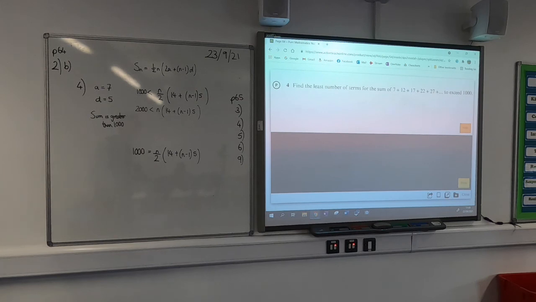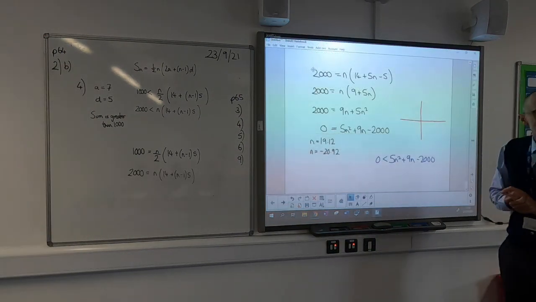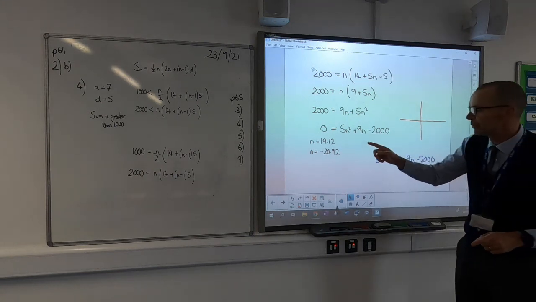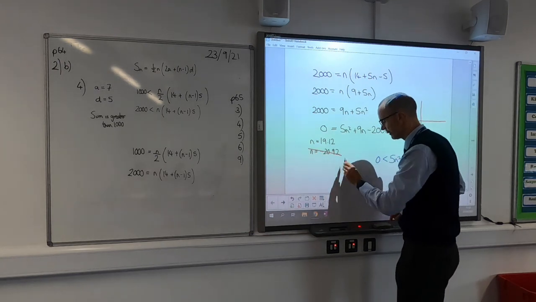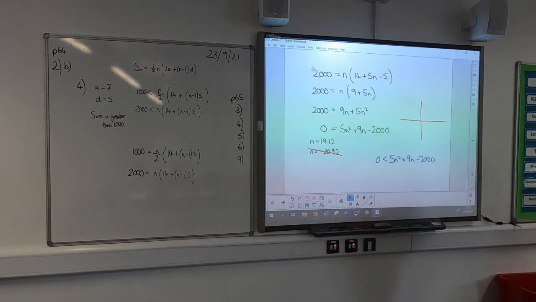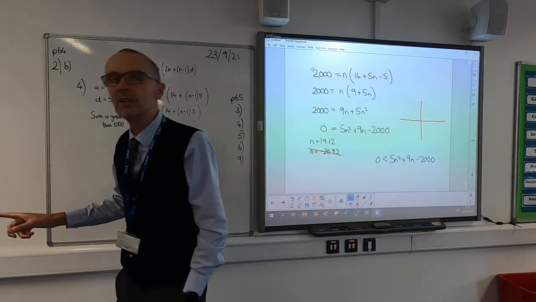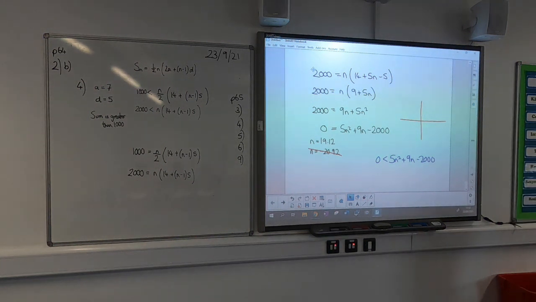I'm going to do both in a second, just to see if we can unpick what's going on. So using my equals 1,000 method, I get 19.12 and minus 20.92. That's a nonsense answer, which is always going to be there. So I know that when n was 19, because n can only be a whole number in a sequence, it's the number of terms, the sum was less than 1,000, so the 20th term would be the first term that made the total bigger than 1,000.